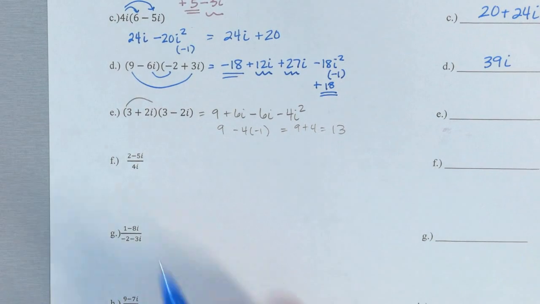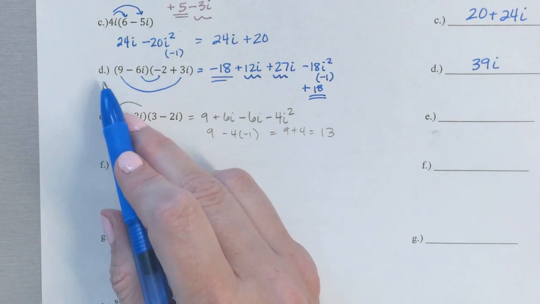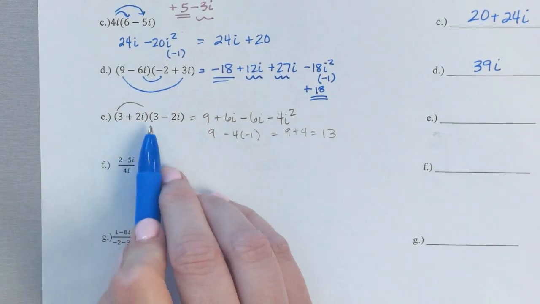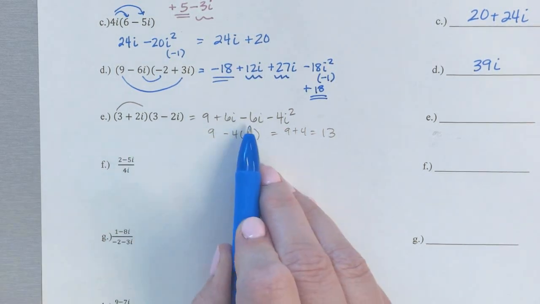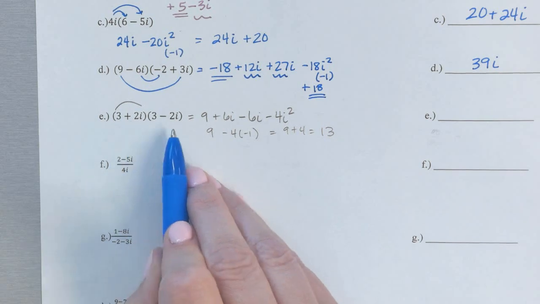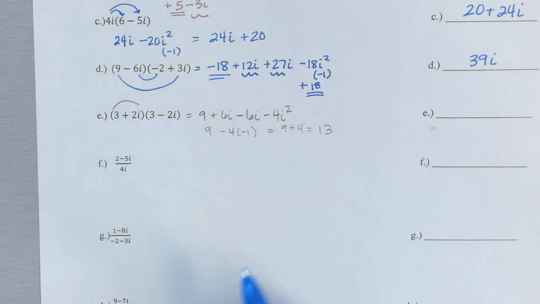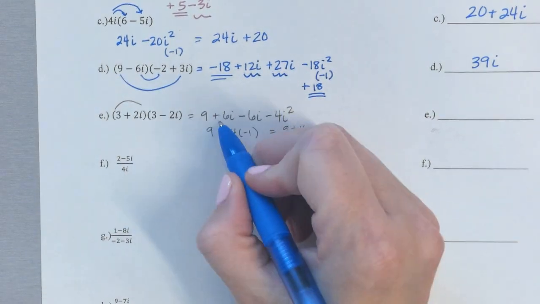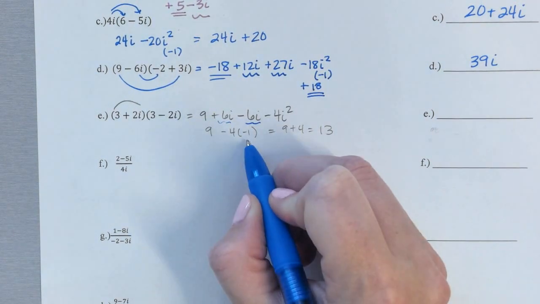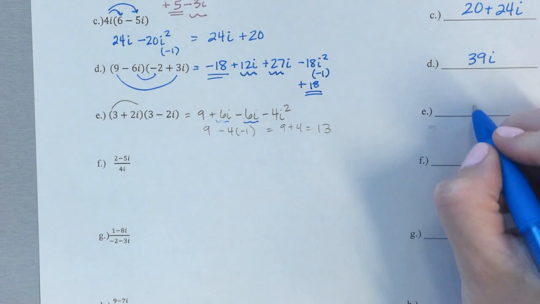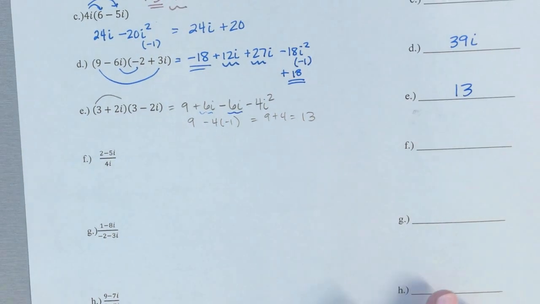Okay, I already wrote out my work for this one, so it is the same as D where you FOIL. 3 times 3 is 9. In the middle I have 6i. On the outside I have negative 6i. And then 2i times negative 2i is negative 4i squared. So these are going to cancel. I plug in negative 1, which is going to give me a positive 4. So for E, you should have 13.